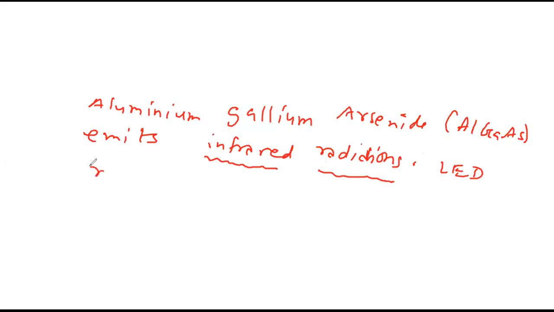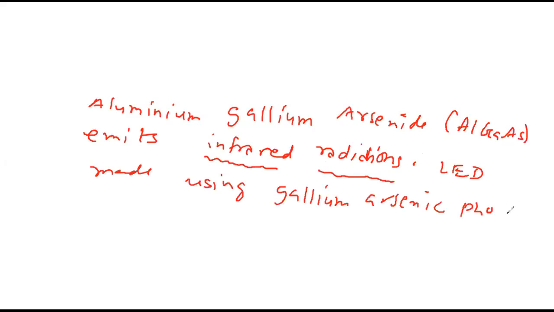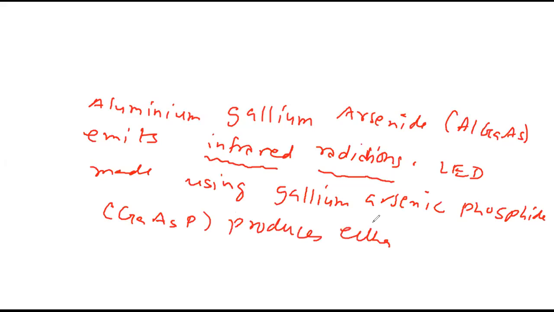LED made using gallium arsenic phosphide produces either red or yellow light. This is very important, which combination gives which light. Aluminium gallium arsenide gives infrared, gallium arsenide phosphide gives either red or yellow light.